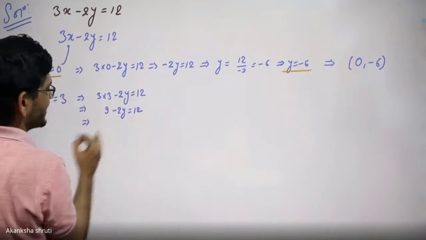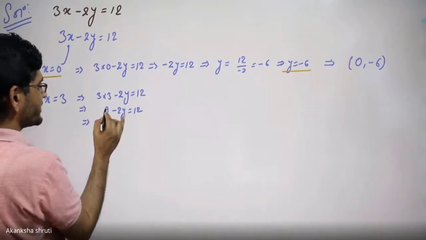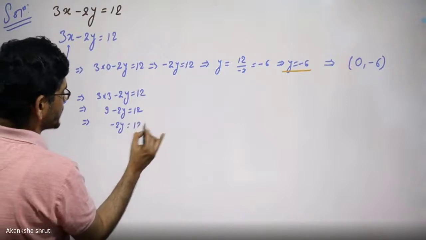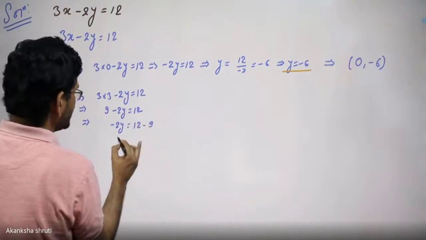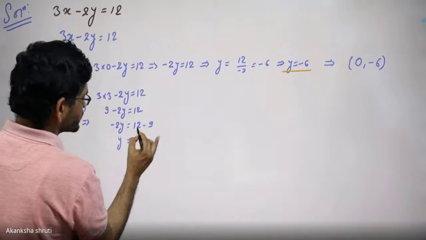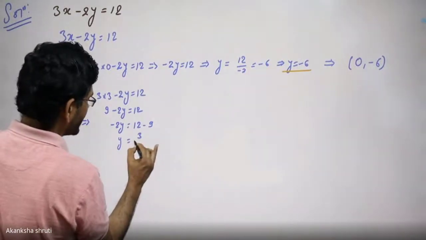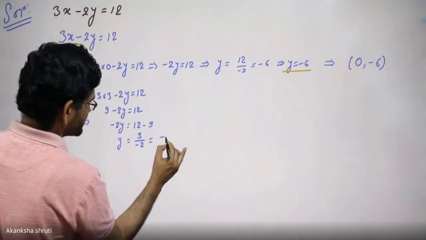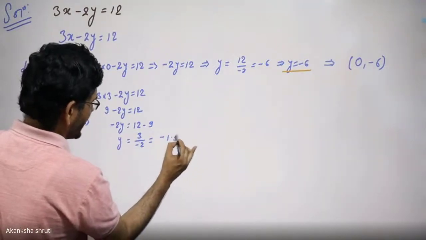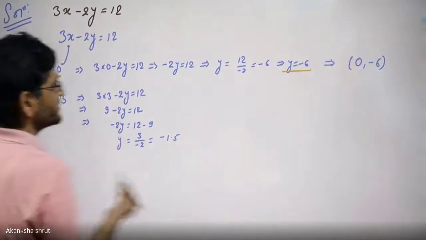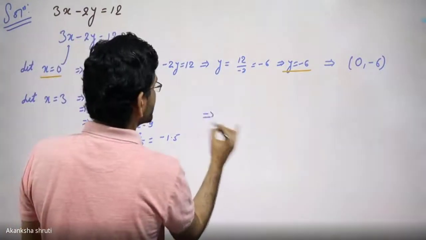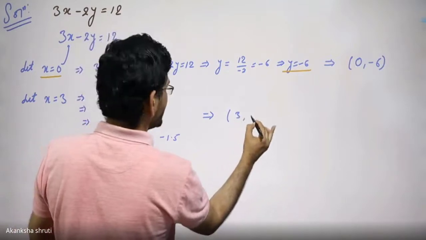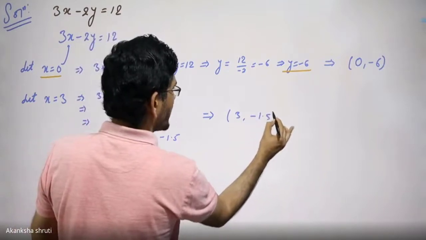We have to find the value of y from here. For that, we need to send the constant to the other side. So -2y = 12 - 9, so y = (12 - 9) divided by -2, which is 3 divided by -2. You may write it as -1.5. So the other pair is x = 3, y = -1.5.